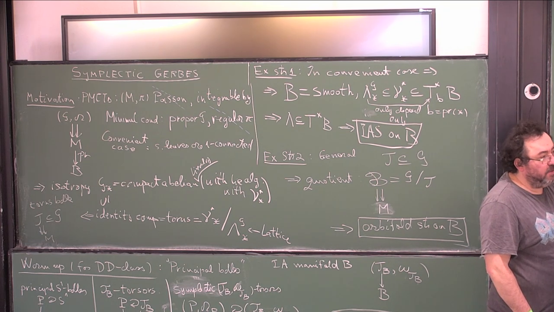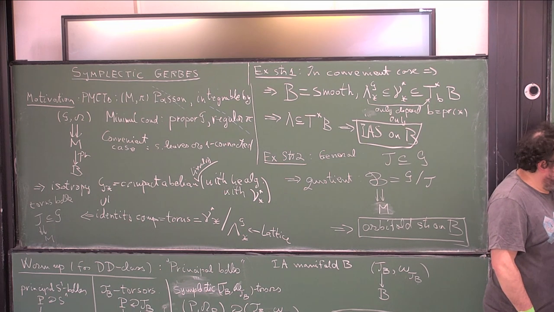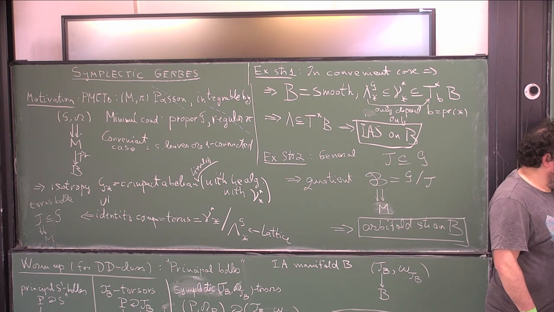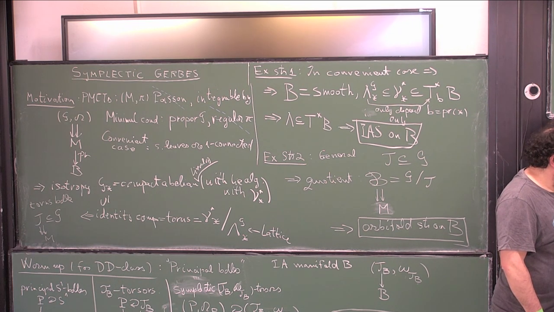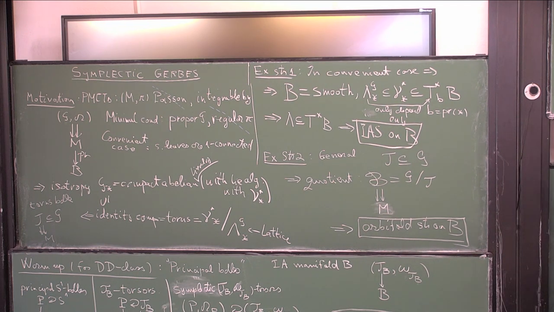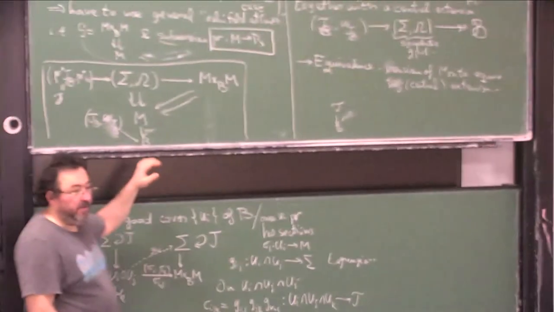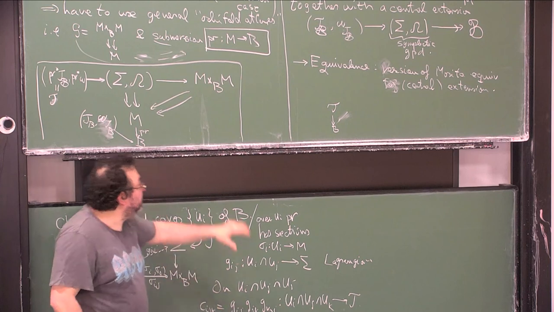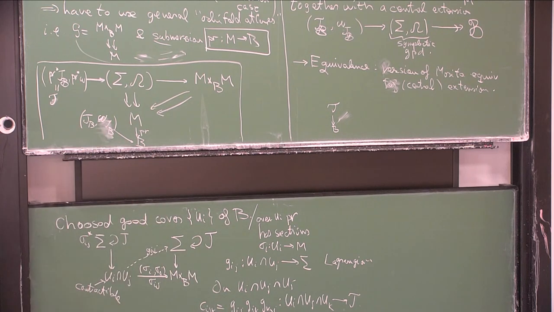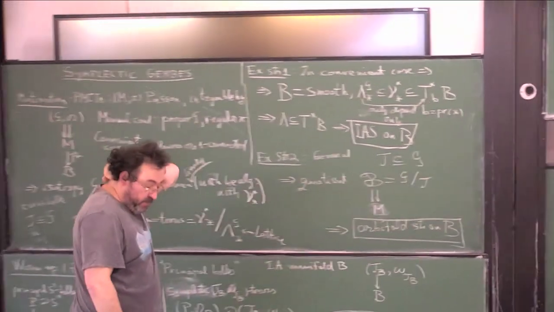With fibers not connected. That's already a good question also for usual gerbes, when you can represent them by a submersion with connected fibers. And that's really the question one should ask: the classes here which are represented by things where everything is connected. That, I don't know.